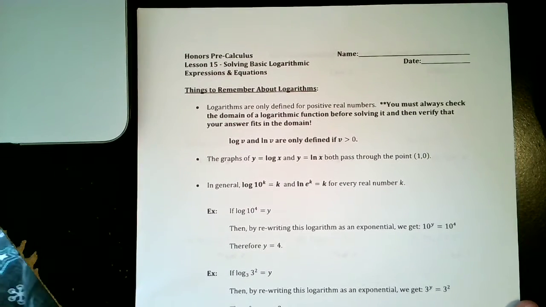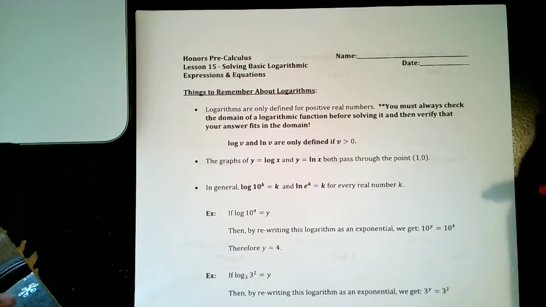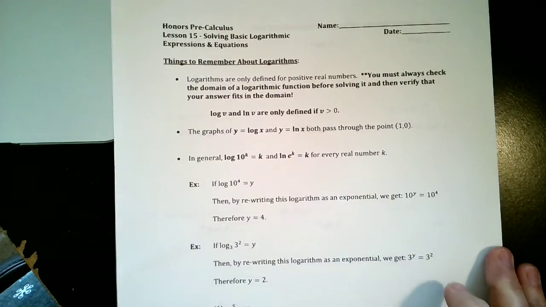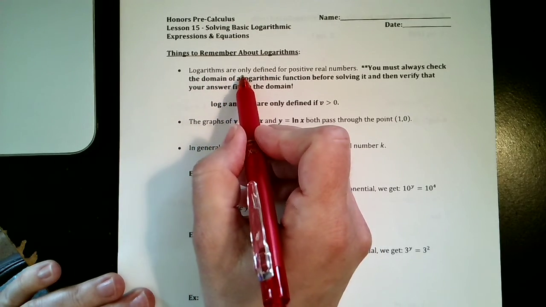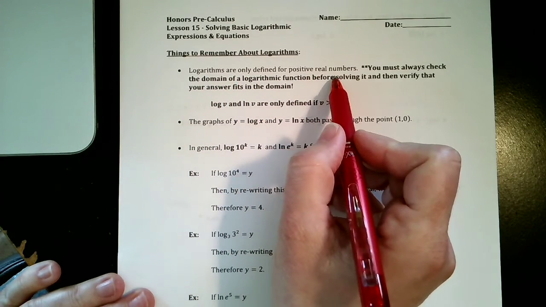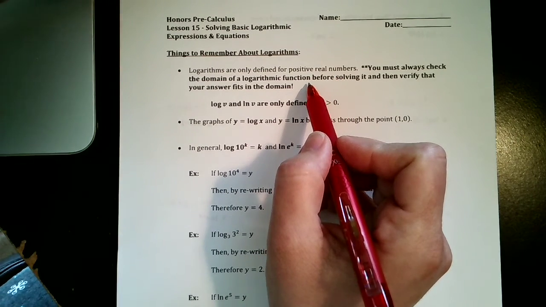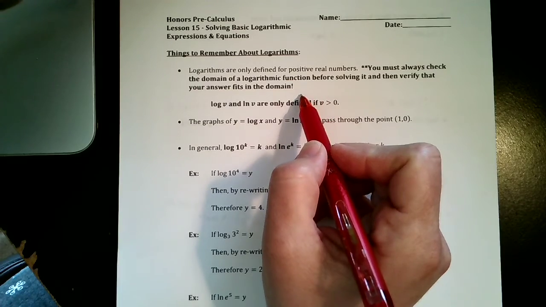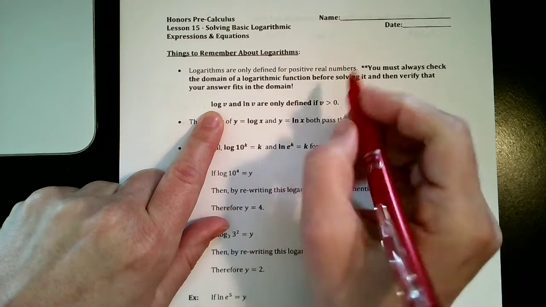We are going to talk about how to solve basic logarithmic expressions and equations. There are some things that you need to remember about logarithms. Remember that logarithms are only defined for positive real numbers. You must always check the domain of a logarithmic function before solving it, and then verify that your answer fits in the domain. So the log of v and the ln of v are only defined if v is positive.